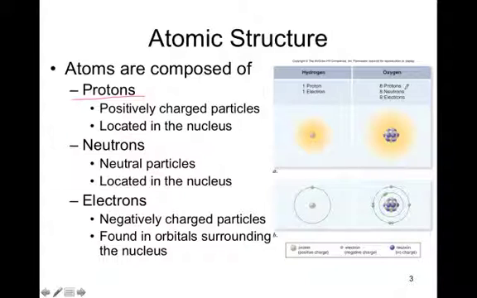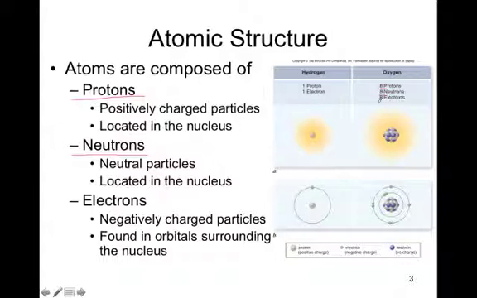Neutrons are the other particle that are located in the nucleus. Neutrons are neutral particles, that is, they have no charge. You can see here that hydrogen does not have a neutron, so it's sort of an exception. Oxygen, however, has 8 neutrons. In general, an atom will have an equal number of protons and neutrons.